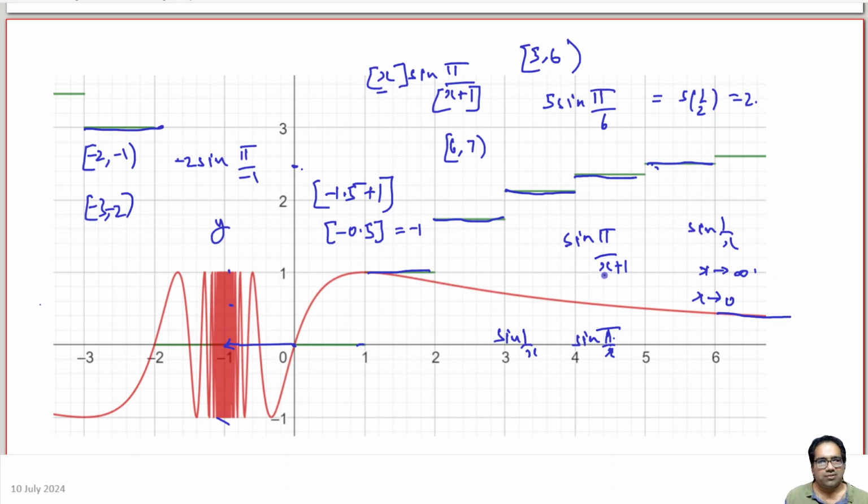So obviously when x equals 0, what is happening? The value of this function is sine pi. That's why this is 0. When x equals 1, what is happening? Sine of pi by 1 plus 1, which is 2. Sine pi by 2 is 1. Similarly, when x equals 2, it is sine pi by 3, 0.8 something. Pi by 4, pi by 5, and pi by 6. Pi by 6 is what? Half. Sine pi by 6 is equal to sine 30 degrees, which is equal to half.